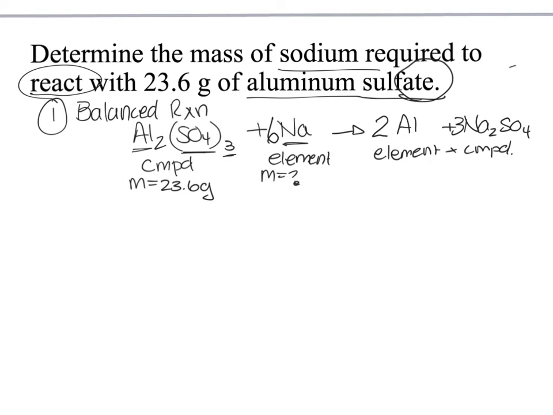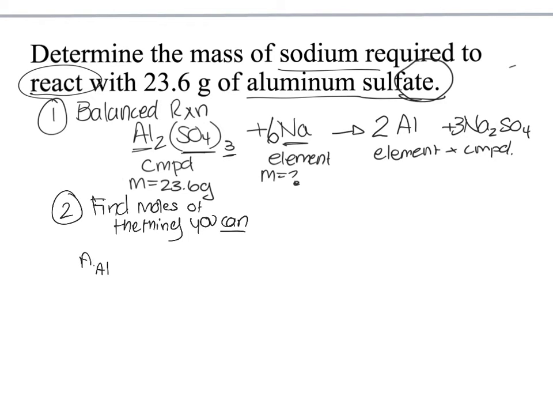So the first step after having a balanced reaction is to find the moles of the thing you can. And usually this is the thing you have actual numbers for. So in this case it would be to find the number of moles of aluminum sulfate. And we're going to do this by doing mass divided by molar mass. So the mass is 23.6 grams.